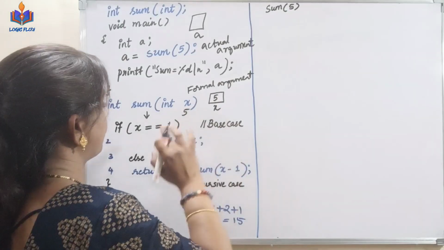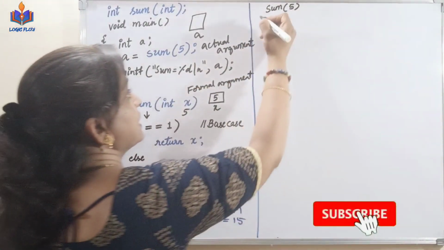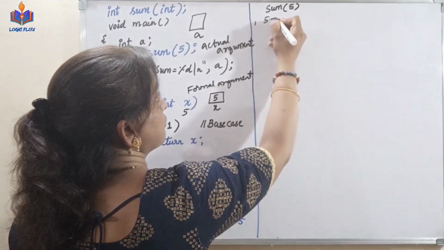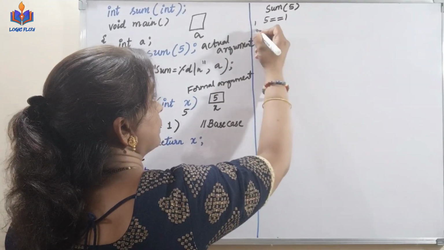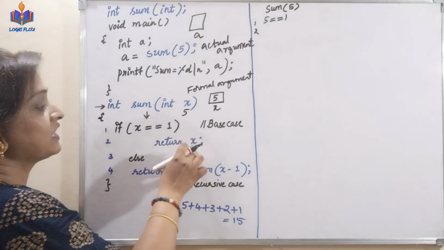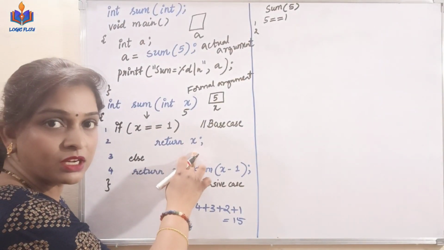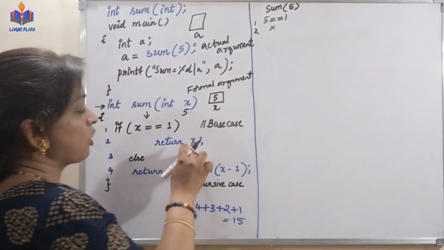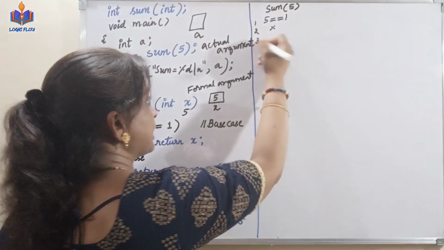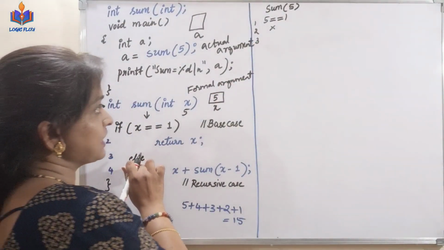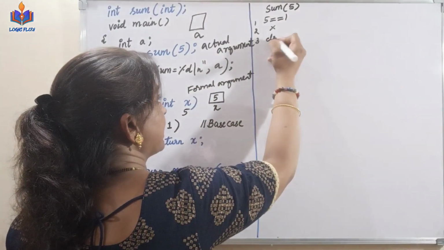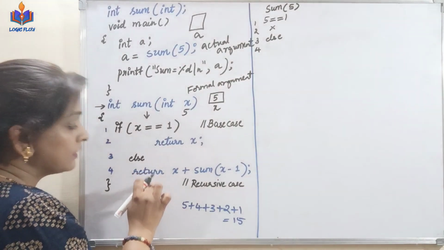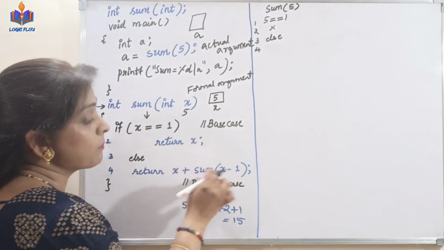Here the first statement it is going to check is x equal to 1. x means 5. Is 5 equal to 1? No. Statement 2, return x, does that get executed? No. So return x will not be executed. I'll come to statement 3. The else part gets executed. Statement 4, I say return x plus sum of x minus 1.